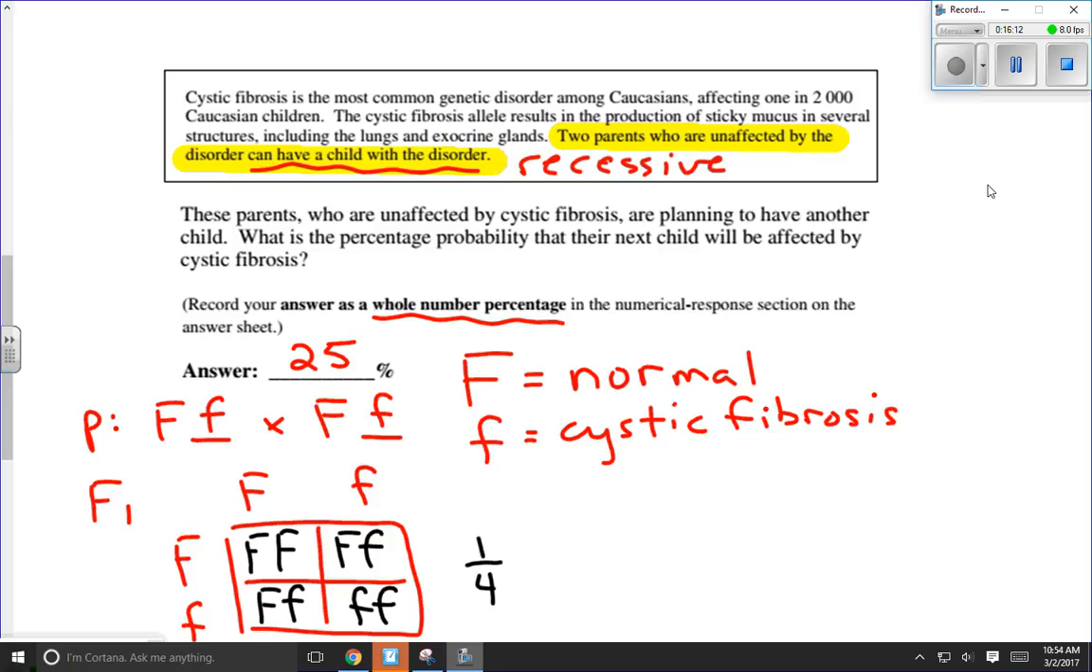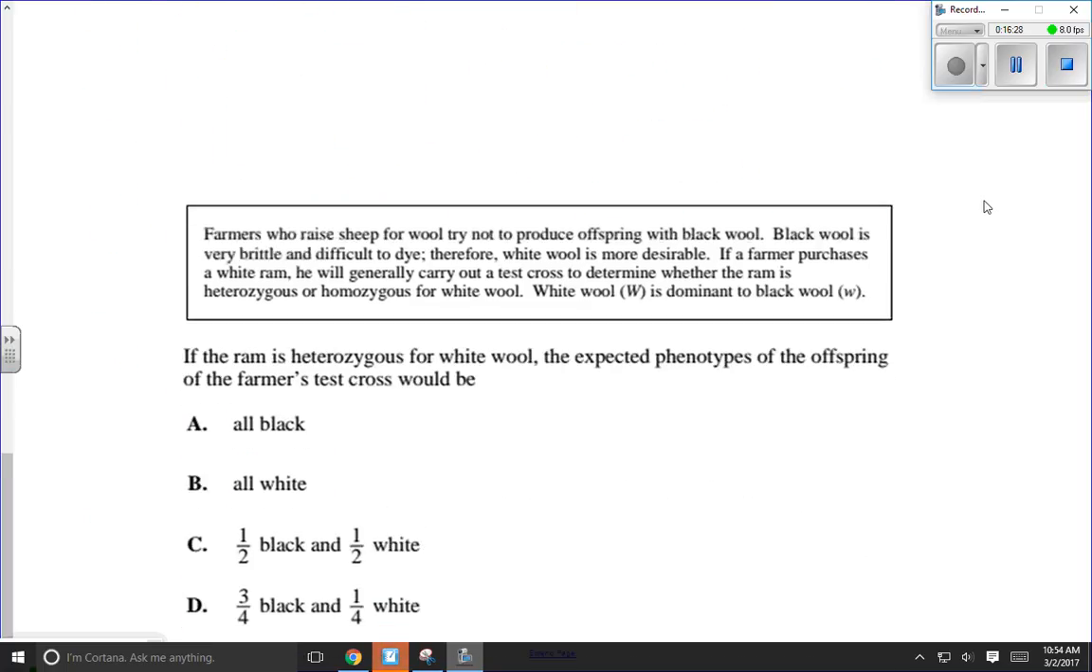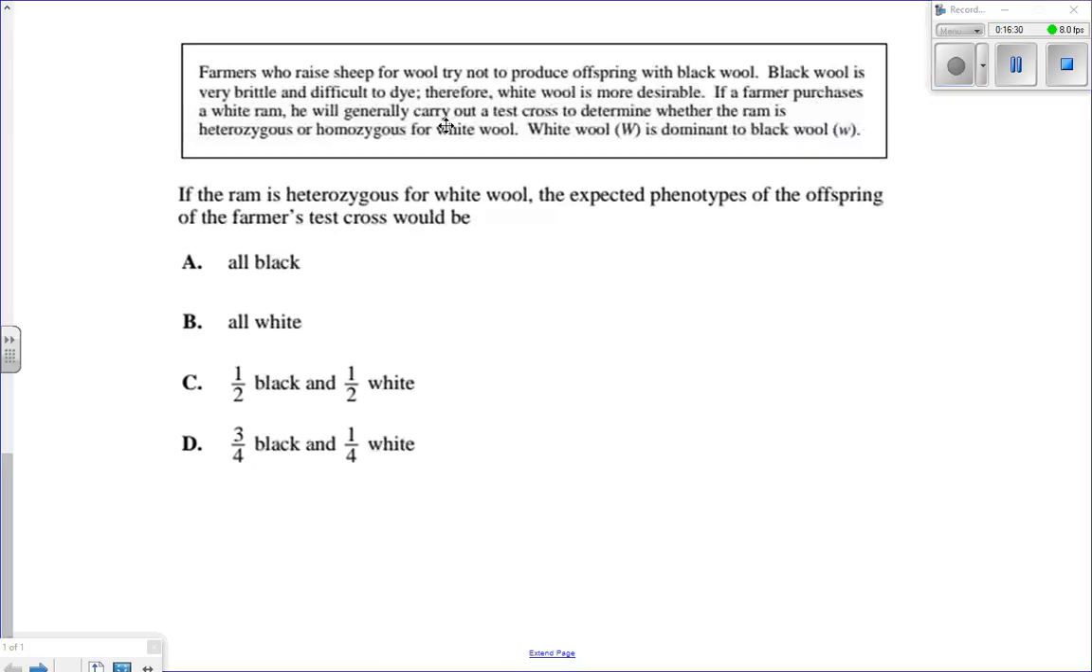That's about as easy a question as you're ever going to see. The only trick to this one is making sure that we know what the genotypes of the parents are based on the fact that this is a recessive trait. Now let's take a look at another example. This one involves a test cross. So it's very similar to our pig question earlier.